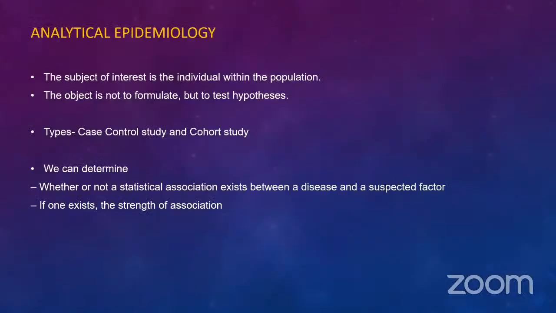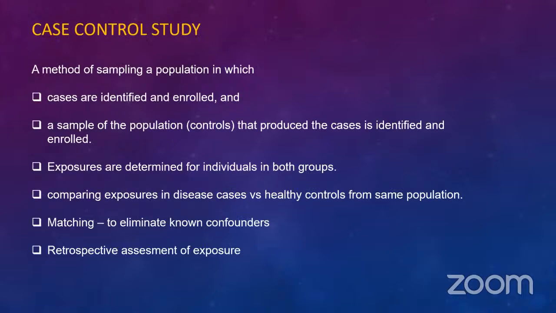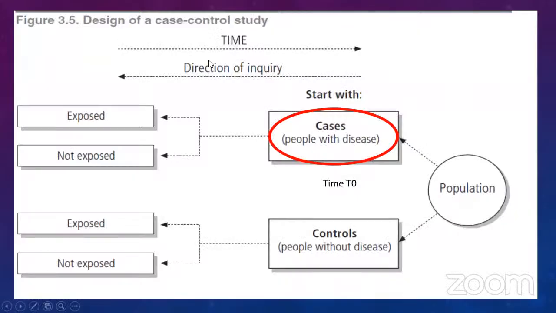So going into the case control study. A case control study is a method of sampling a population in which cases are identified and enrolled, and matching is done. I will show you the figure. Basically, for a case control study, at the time of taking the data, it starts with the cases. That is, at time T0, there are people with the disease. And then we go back and inquire whether they were exposed or not exposed.